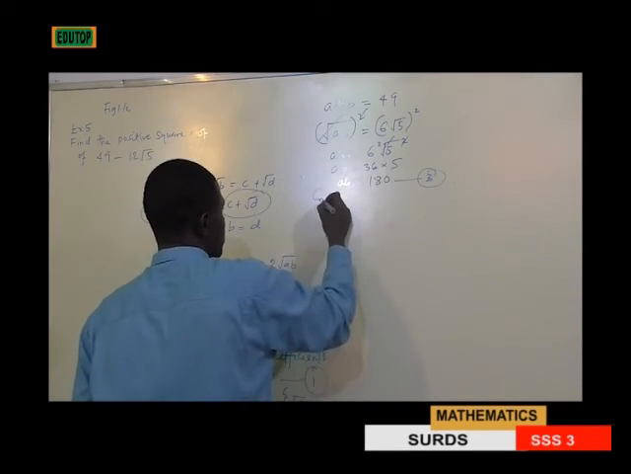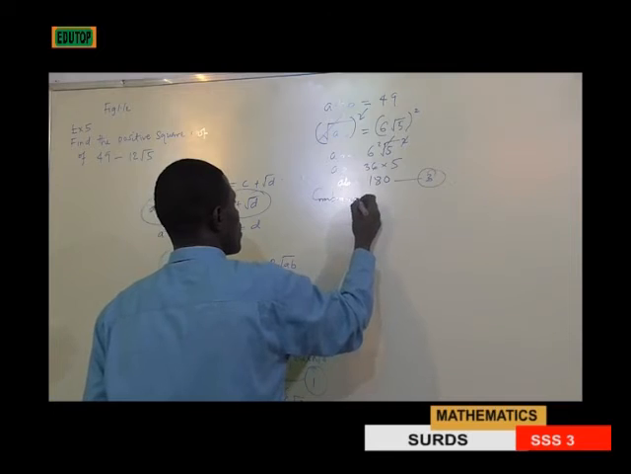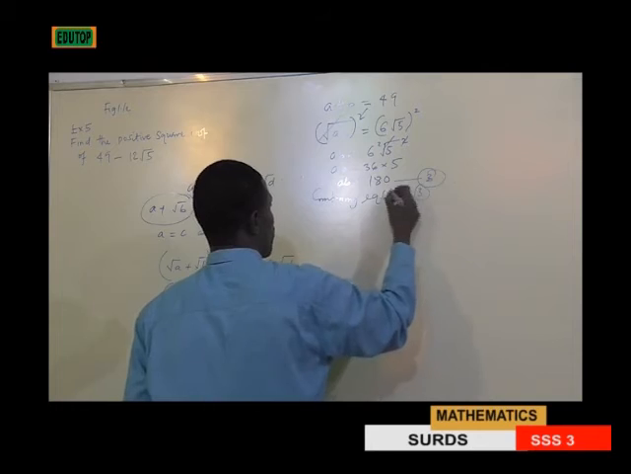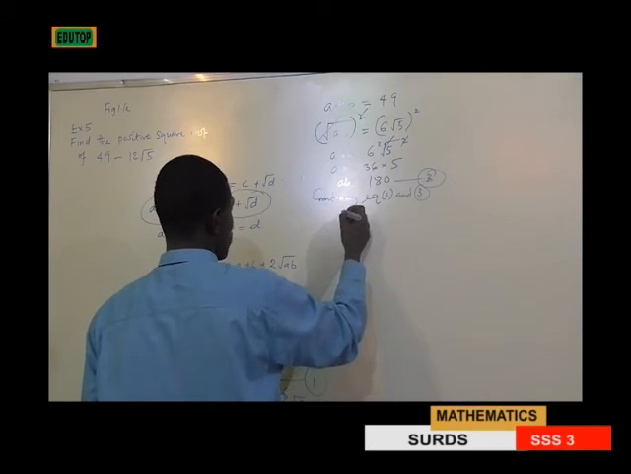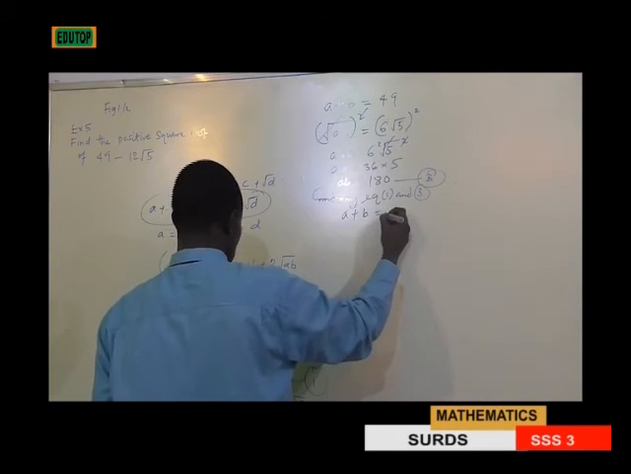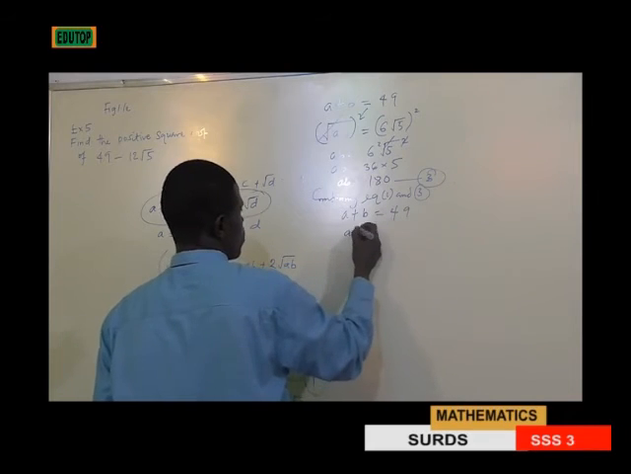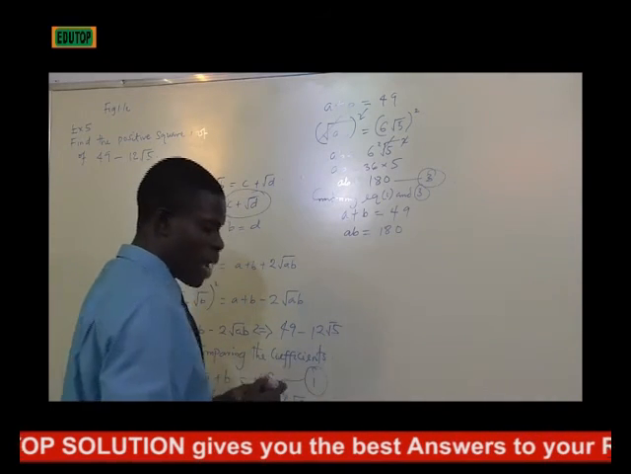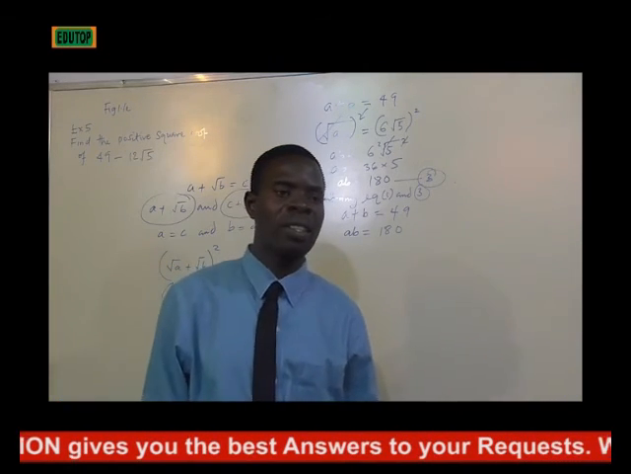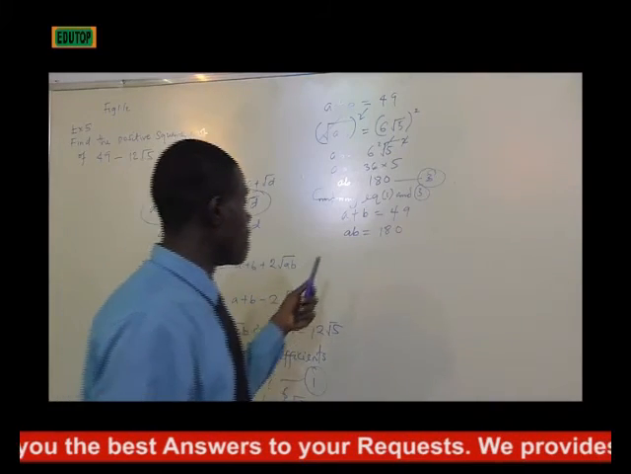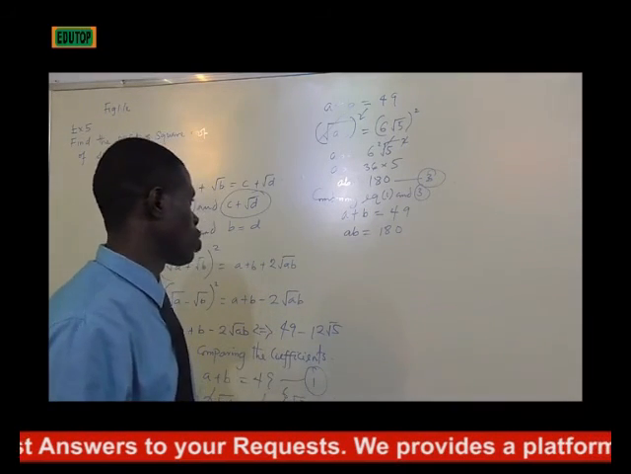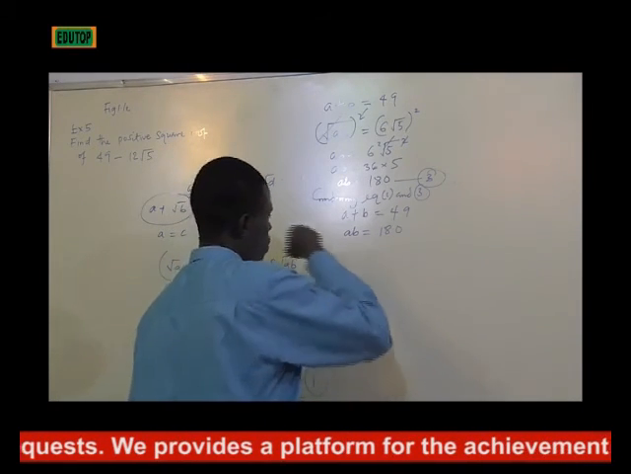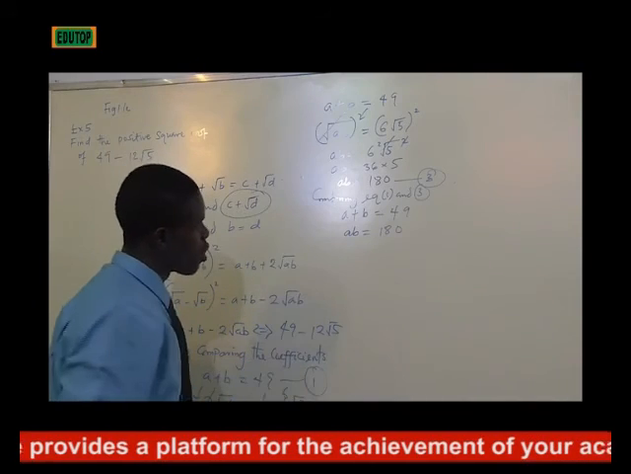Then combining equation 1 and 3. Where is equation 1? Equation 1 is A plus B, which is equal to 49. And equation 3 is AB equals 180. So we are meant to use the method that is known as the substitution method. This is simultaneous equations by the use of the substitution method.